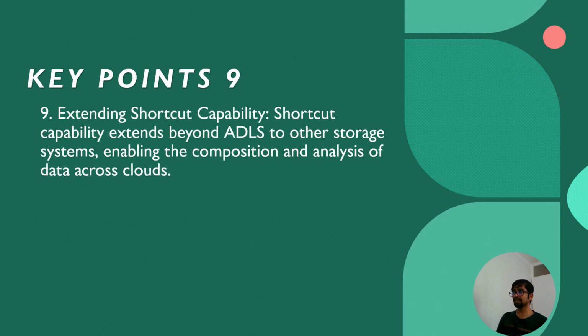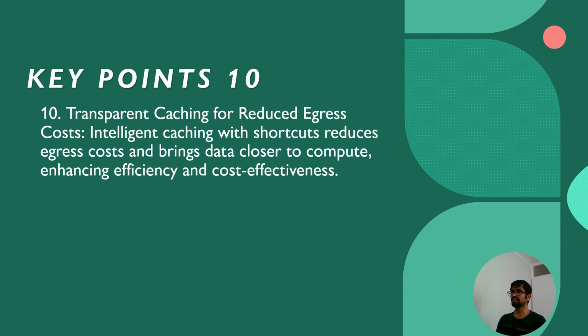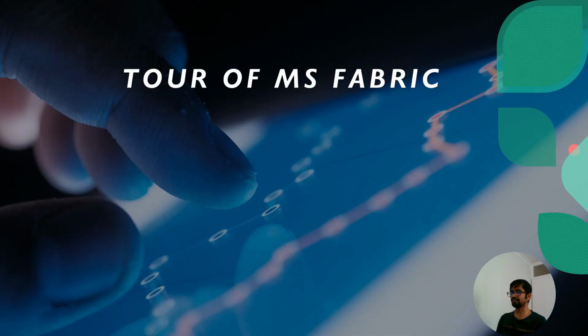Extending shortcuts capability: shortcuts extend beyond ADLS to other storages. As I said, it could be a composition analysis of data across clouds. It's not only ADLS; it can be a blob storage, or it can be outside the cloud, across clouds. It could be S3, where you're pointing to an S3 bucket. That can also work here as part of the shortcuts. So just go and read the data from the S3 bucket. And transparent caching for reduced egress: as I said, creating shortcuts will help you read the data at a lower cost because of its intelligent caching nature, and this will be cost effective.